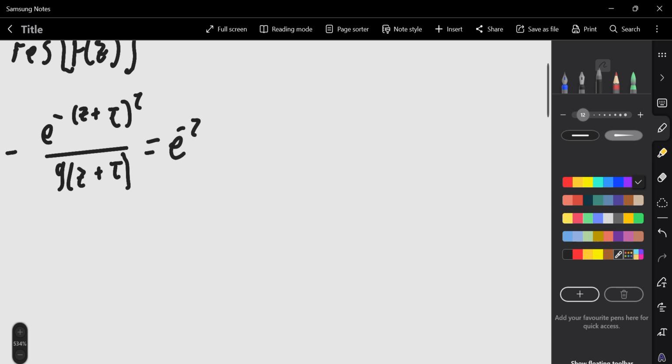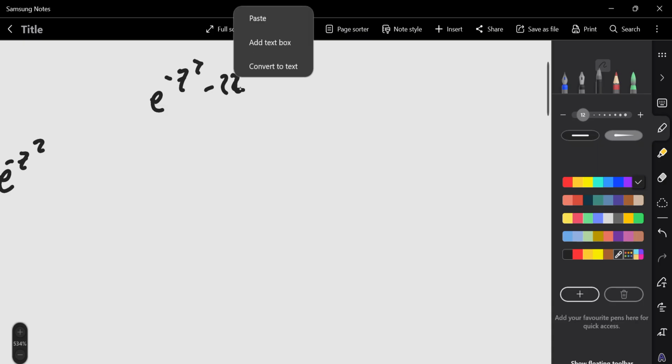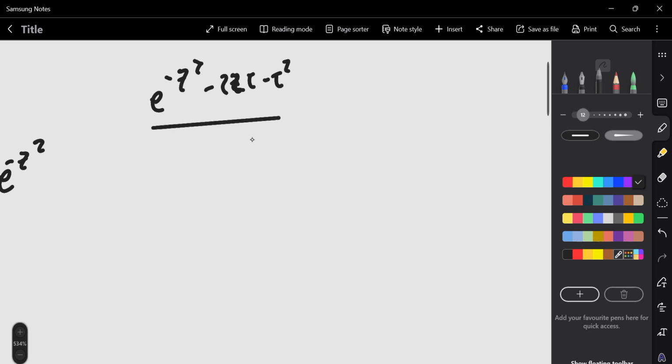And we're going to assume that g is periodic in tau. This is e to the minus z squared, as we've said before. Now, let's expand this bracket. I'm not going to fully write it out. What is that? 2z tau, and then a tau minus tau squared over g of z.